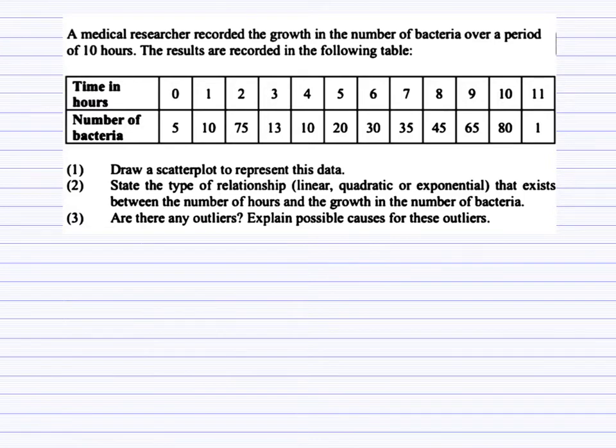From that scatter plot, we would then need to state the type of relationship that exists between the number of hours and the growth in the number of bacteria. We will then need to identify whether there are any outliers.